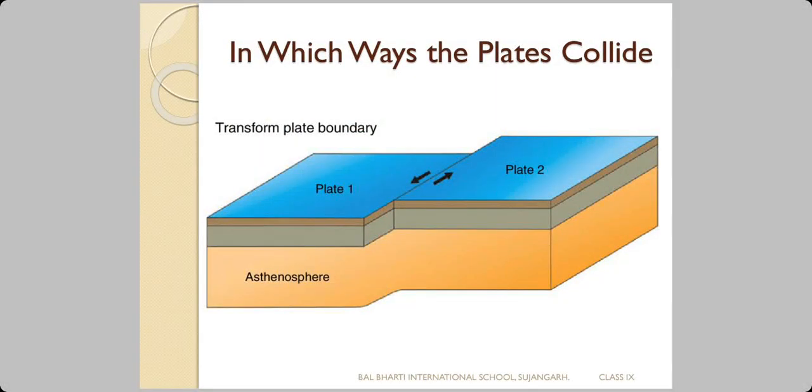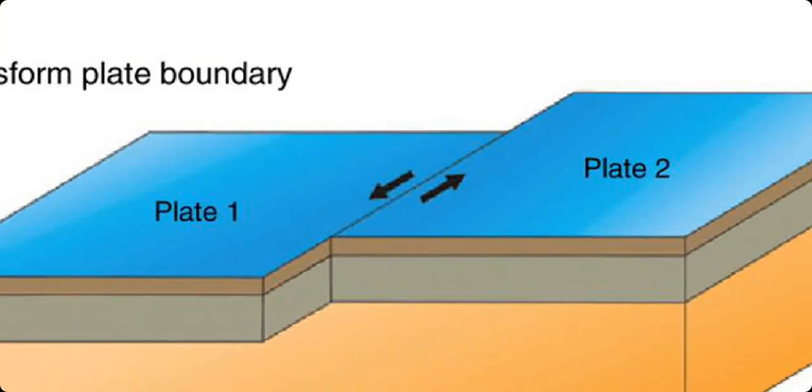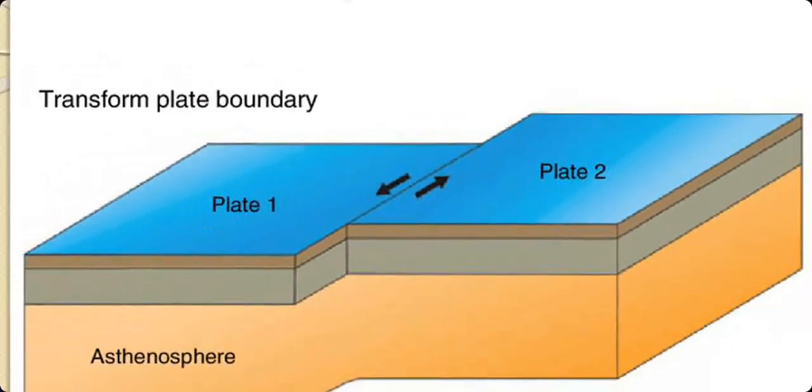In case the plates neither converge nor diverge, but just slide past one another, this is known as a transform plate boundary. Most of the earthquakes are caused this way because if they are rubbing or colliding, and if there's a resistance between them, then the energy is released suddenly. This is one of the causes of earthquakes. The second cause of earthquake is volcanic in nature.